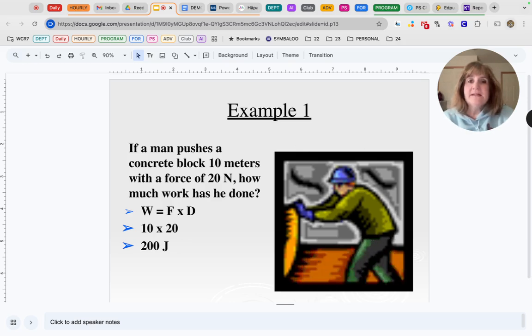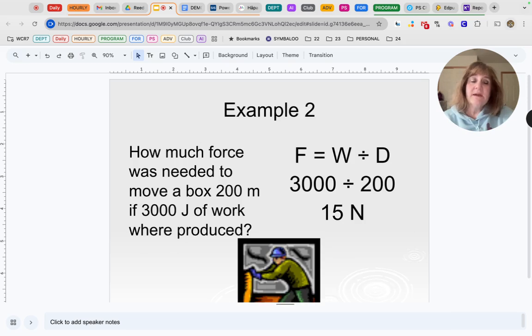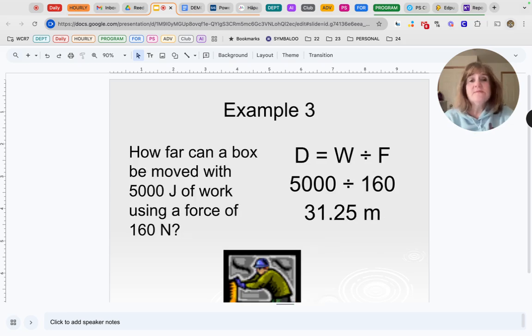I don't always need to just find work. Sometimes I have to find force. Force is equal to work divided by distance. And sometimes you'll need to find distance. Distance is work divided by force.